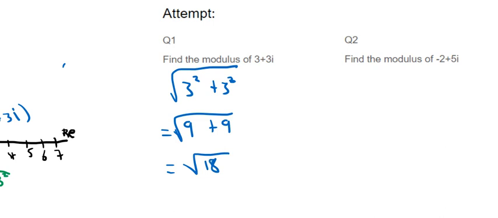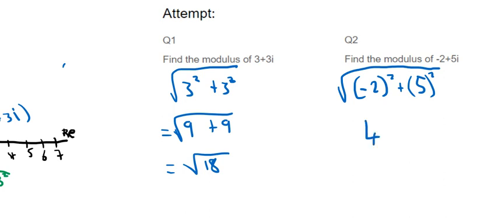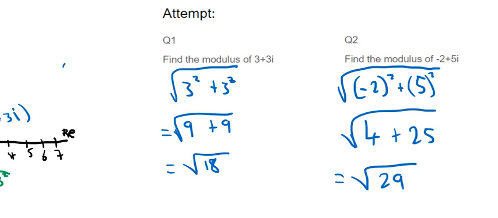The second one we have to do minus 2 squared, and we have to do 5 squared, and then add them together and find the square root. So minus 2 squared is positive 4, 5 squared is 25, so we add them together and we're going to get the square root of 29. So that's my final answer.